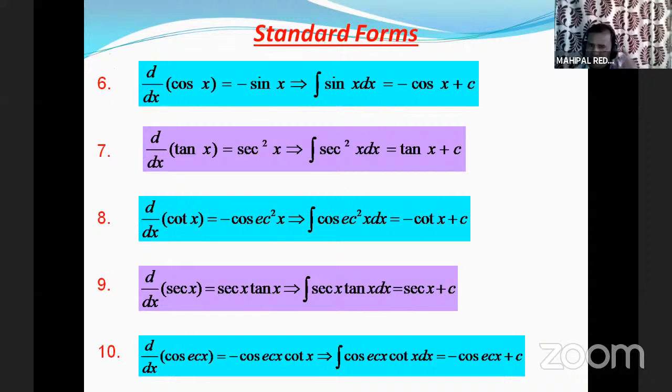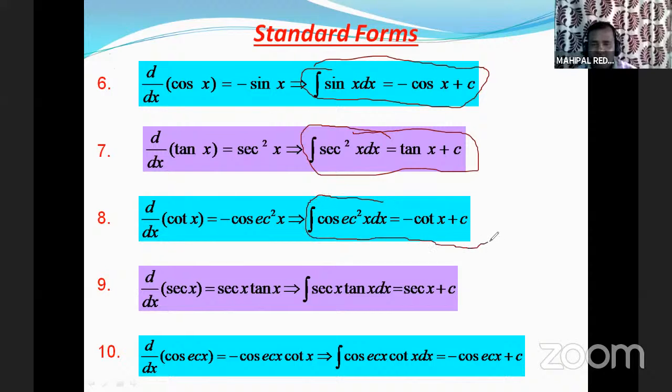So in the fifth one, integration of cos x is sin x. Next, sixth one, integration of sin x is minus cos x. Integration of sec square x equals tan x plus c. Integration of cosec square x equals minus cot x plus c. Integration of sec x into tan x is sec x, and integration of cosec x into cot x equals minus cosec x plus c.